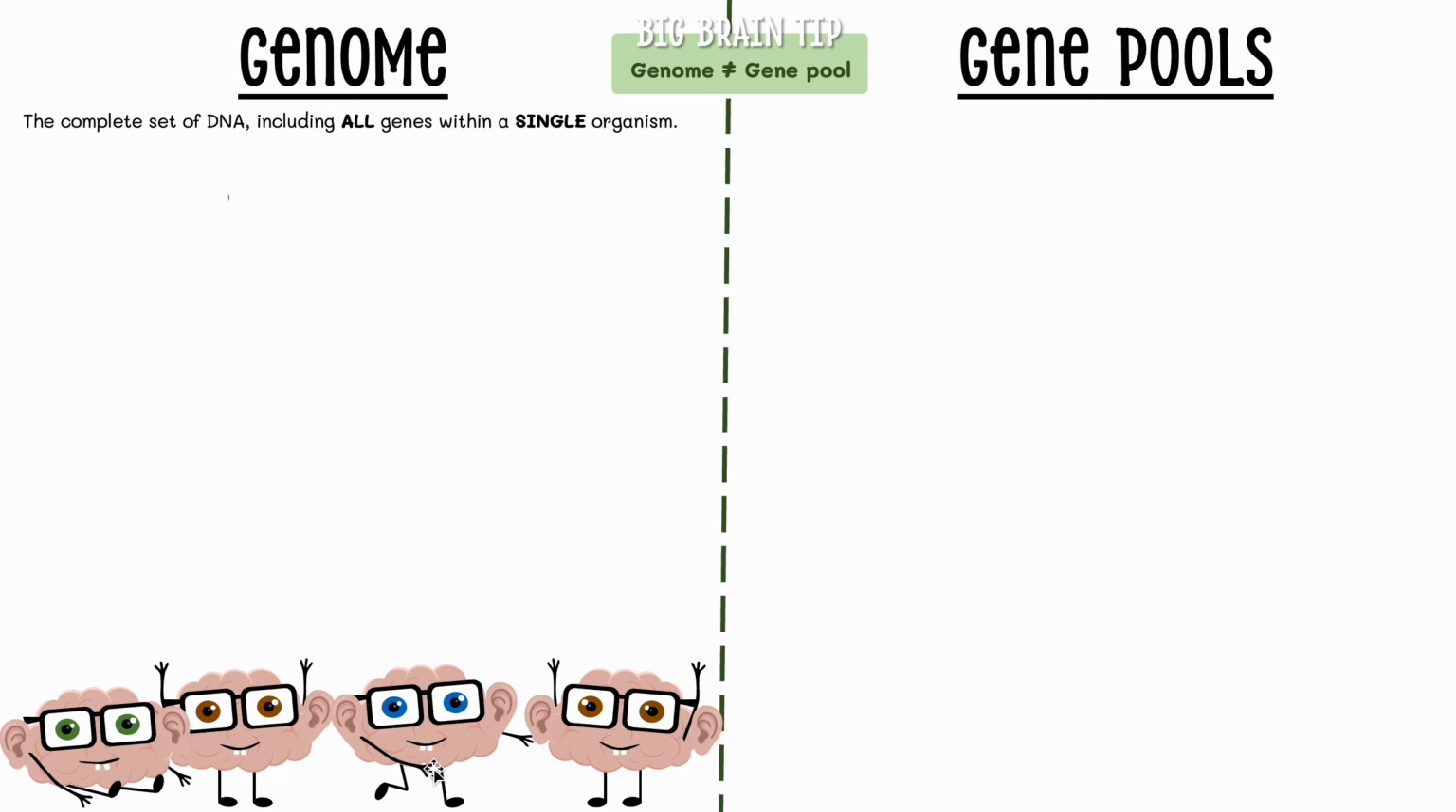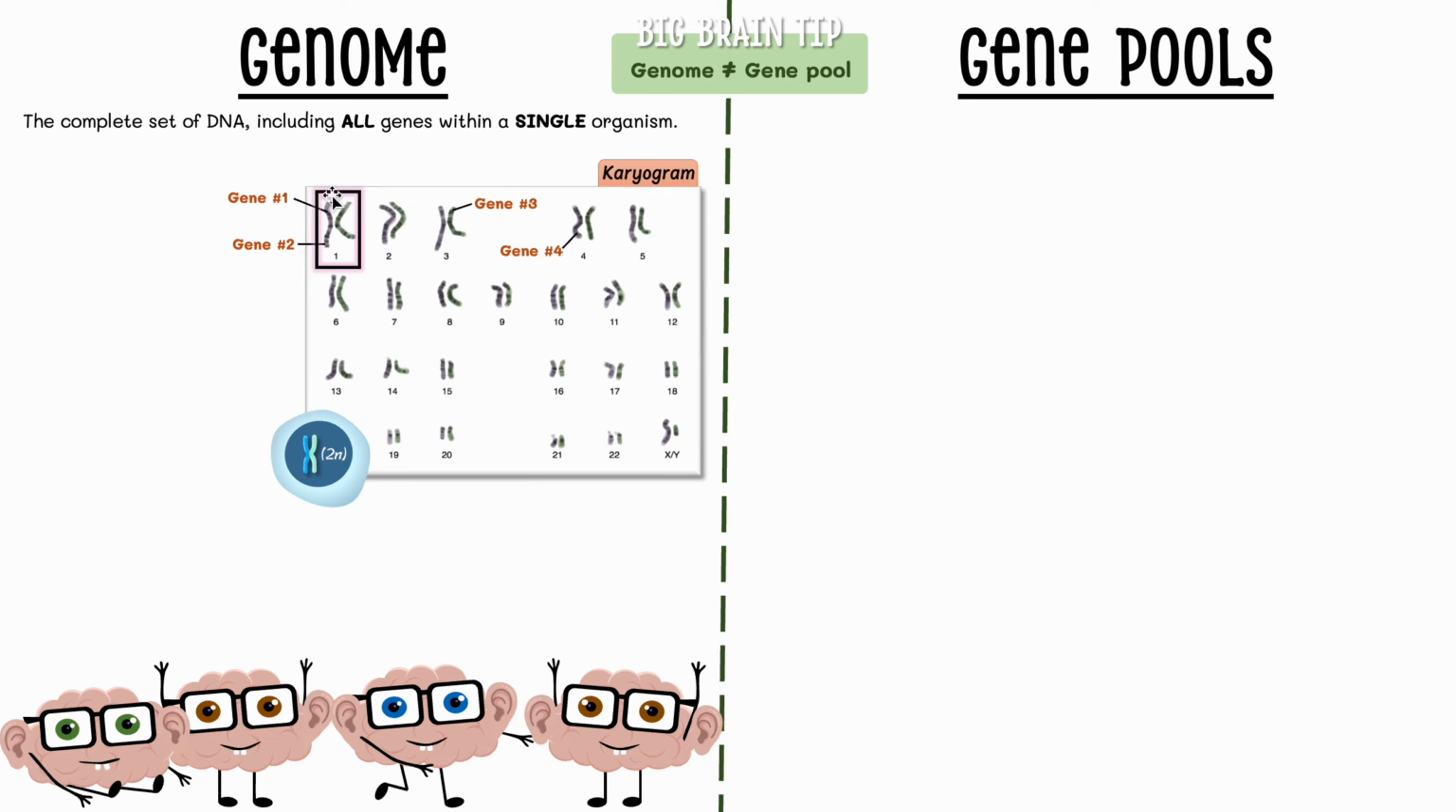I don't know what this is, but let's pretend it's human. If we look at one of its cells, we know each of its cells contains all of its DNA in the nucleus. So if we take a look at one of this guy's cells, and we take a look at its nucleus, we will see all of its chromosomes. So let's say this is the karyogram. A karyogram is a little diagram that shows all of the chromosomes all the way from 1 to 23 of this human. That is the genome of this organism, the complete set of DNA, including all of the genes of this single organism.